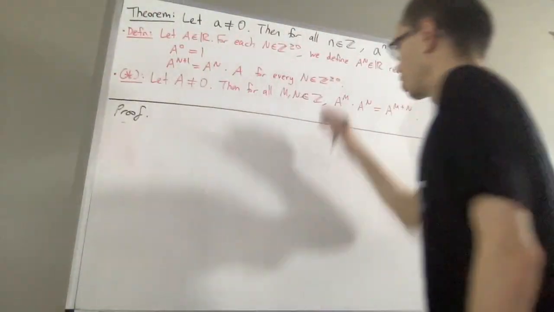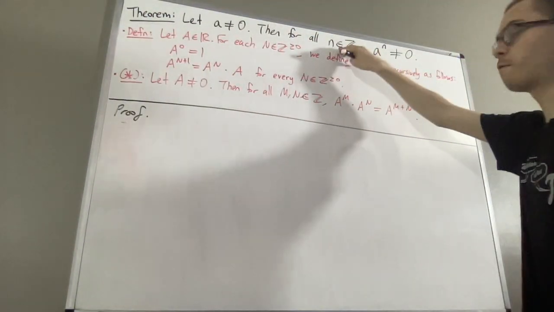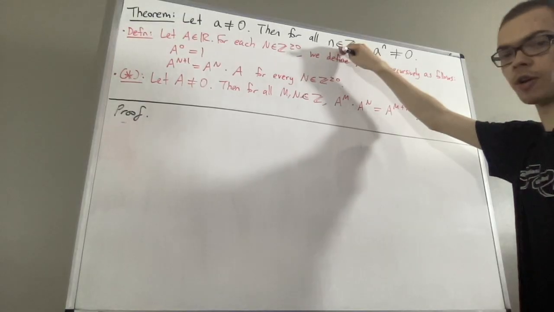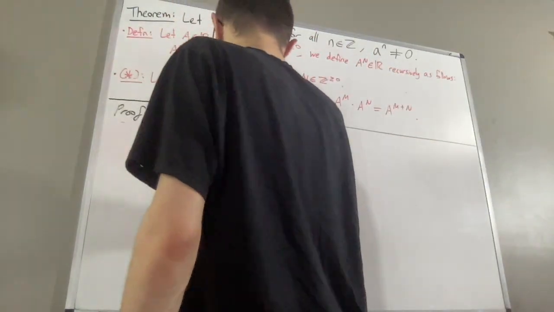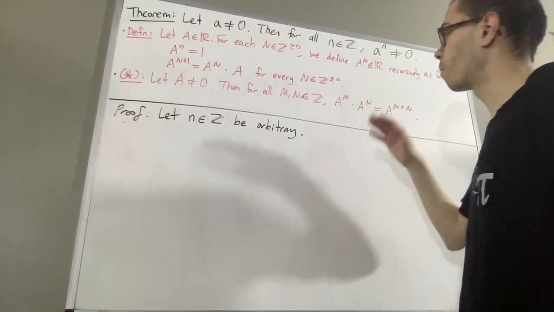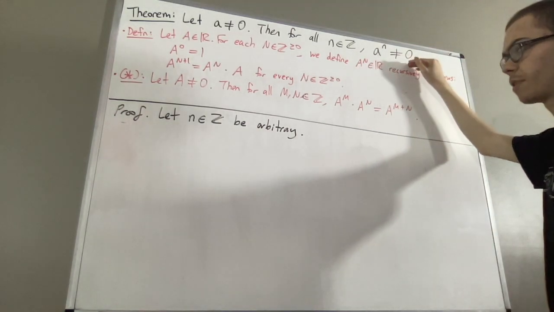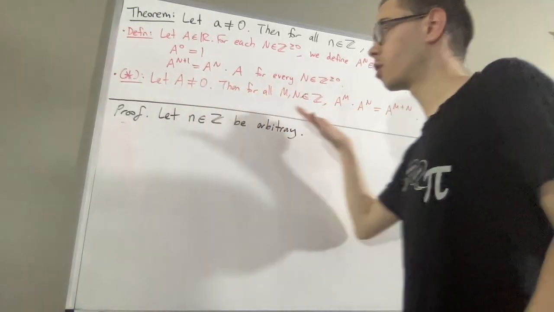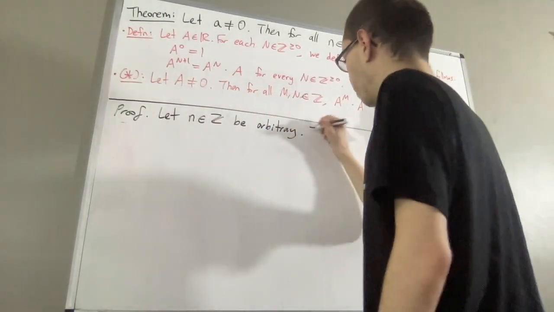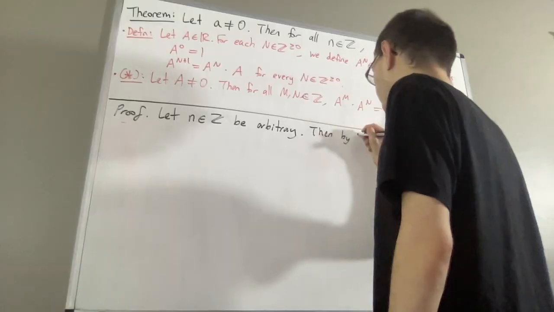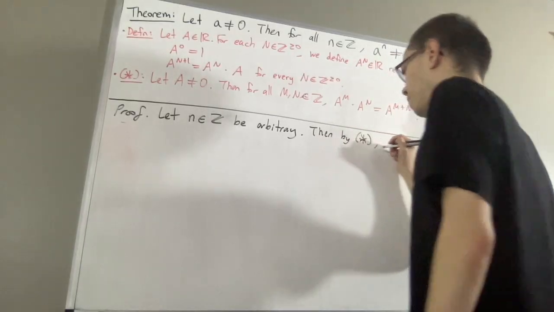To start out the proof, since we're trying to prove a statement about every integer n, let's give ourselves an arbitrary integer n. From here, the whole goal is to show that a to the power of n is not equal to 0. Now, according to star, what happens if we do a to the power of n times a to the power of negative n?